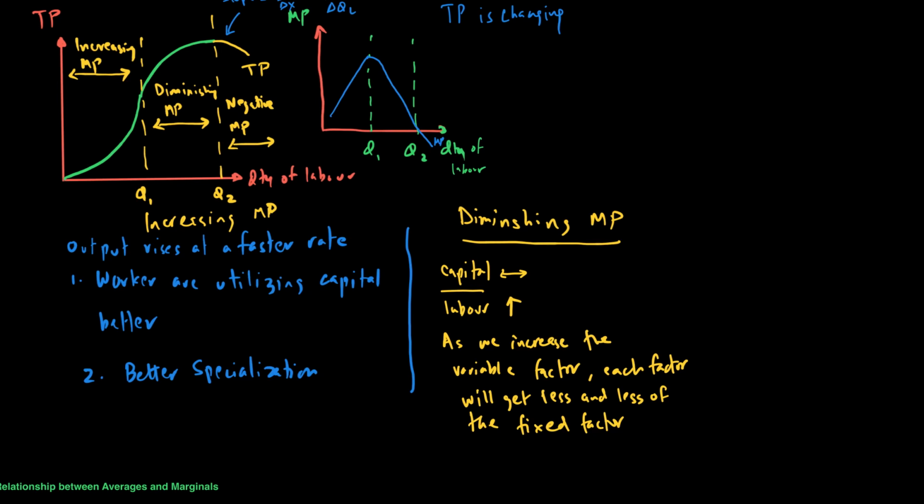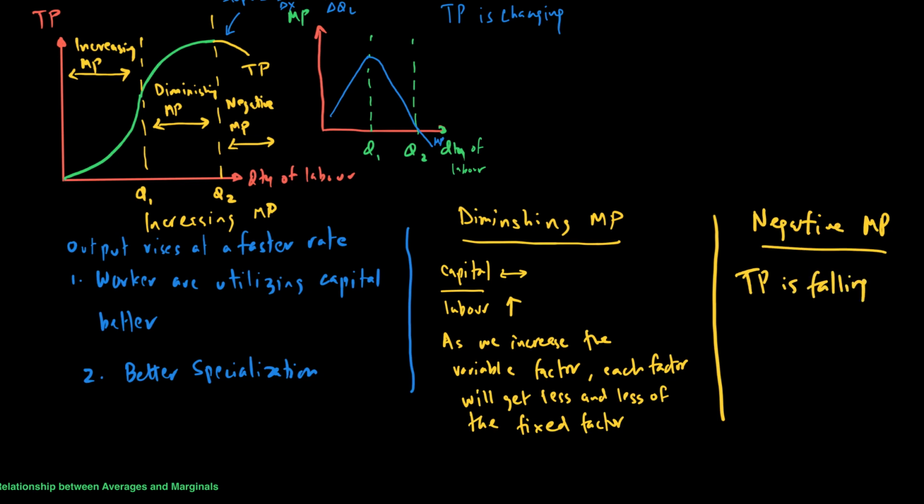Then comes a point when the MP becomes negative. So this is the third zone we're looking at. The third zone is negative MP. Hopefully we'll stop before that point, but let's say when your MP becomes negative, this is where we say that our TP is falling.